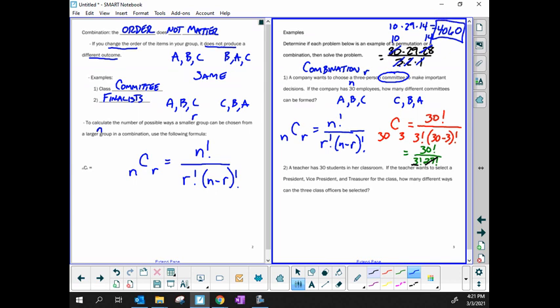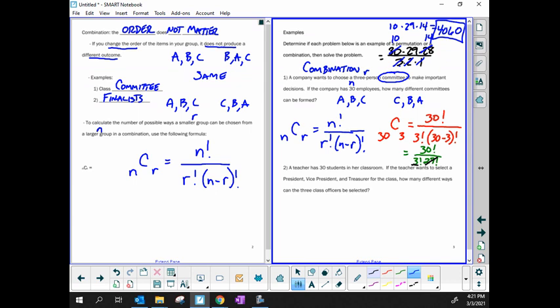So there are 4,060 different ways that if you have 30 employees, you could pick 3 people from that group of 30 to make a committee. 4,060 different ways. So again, in this problem, we had to figure out whether it was a permutation or a combination so we knew which formula to use. Then we plug in our bigger number for N, our smaller number for R, and we simplify.